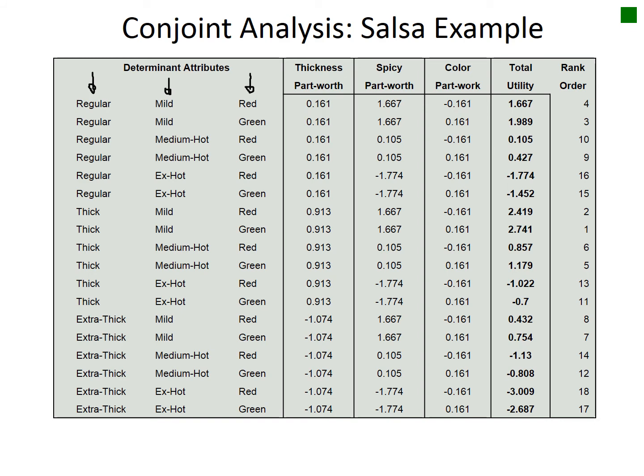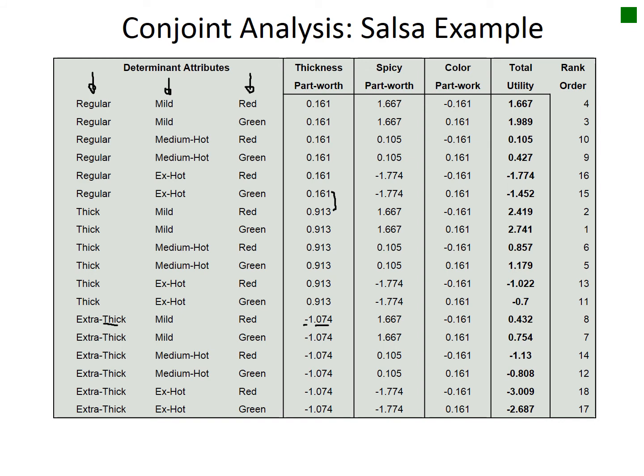Thickness, thick salsa is 0.913. So 0.913 is quite a bit bigger than 0.161. If you just compare these two here, we could say that thick salsa is much preferred to regular salsa. And then down here, we have the extra thick part worth. That's negative 1.074. So it actually hurts the chance that somebody will choose your salsa if it's extra thick.